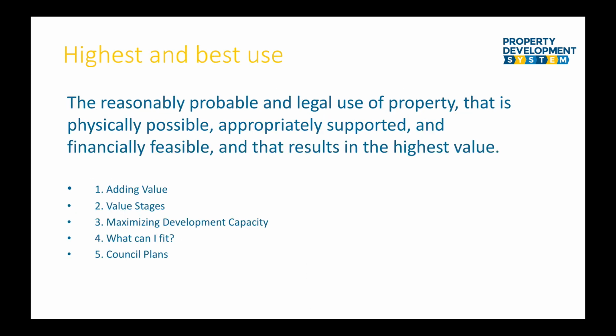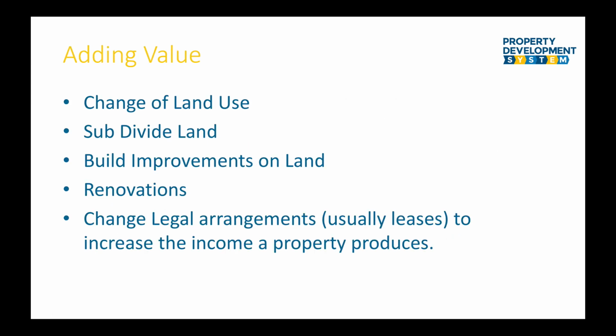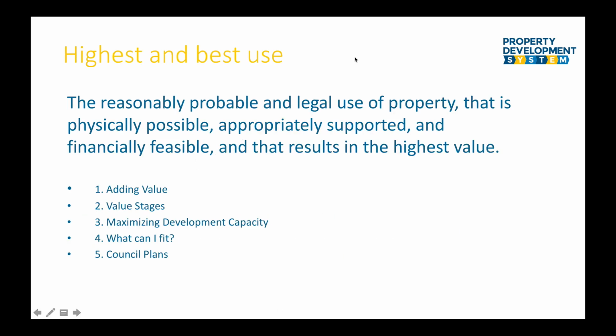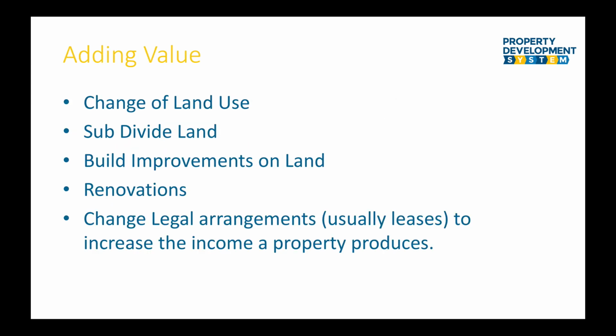And I will get into more details with this. Highest and best possible use. This is a definition that I found somewhere and I don't remember where. I probably read it in a book that I put there. The reasonable, probable, and legal use of property that is physically possible, appropriately supported, and financially feasible, and that results in highest value. So the highest and best possible use of a block can be determined by adding value, and we'll discuss the value stages, maximizing development capacity, what you can put on it, and the council plans, which is the zoning, overlays, and res codes.